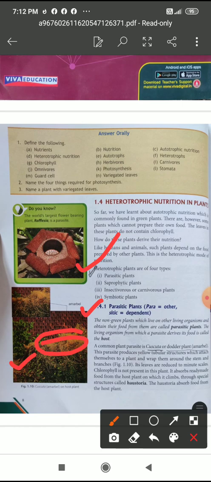It absorbs ready-made food from the host plant on which it climbs through special structures called haustoria. Okay, through haustoria they absorb all the food from the host plant. These are the Cuscuta plant.